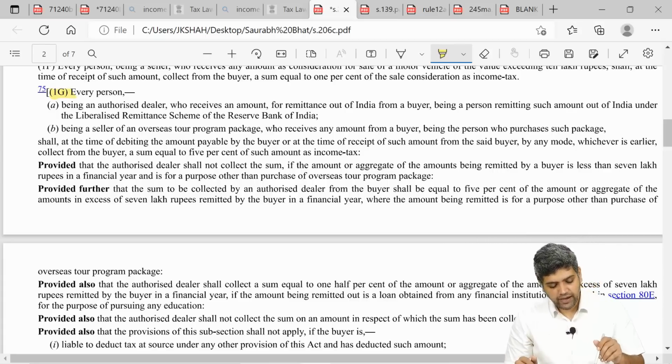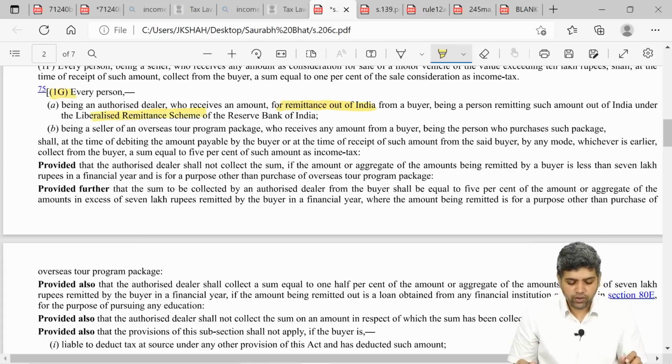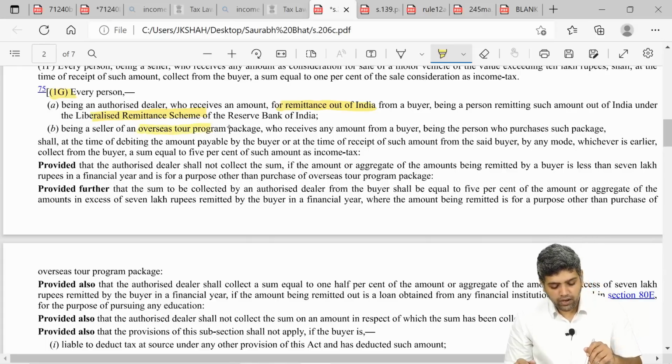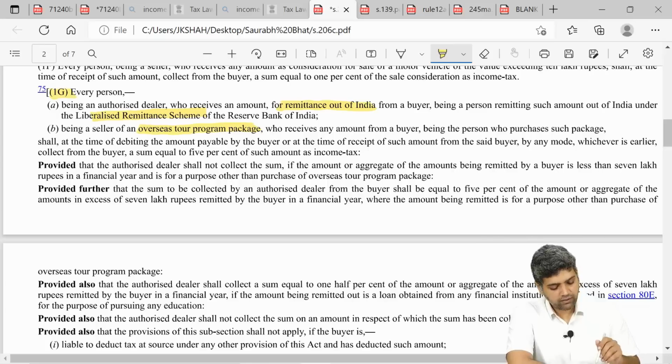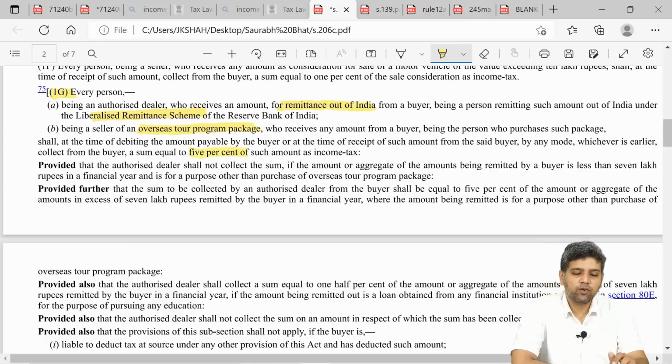Subsection 1G says that in case you are remitting any amount outside India under the liberalized remittance scheme, in such case the authorized dealer would collect from you TCS at 5%, and in case you are a seller of an overseas tour program package, then from the customer who is availing that tour program package, the seller of that package, that is the tour operator, will again collect 5% TCS. But one unique scenario arose and a representation was made to the government.